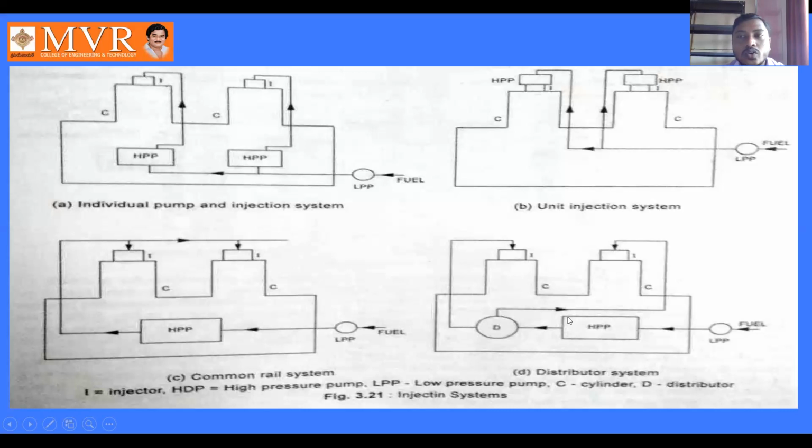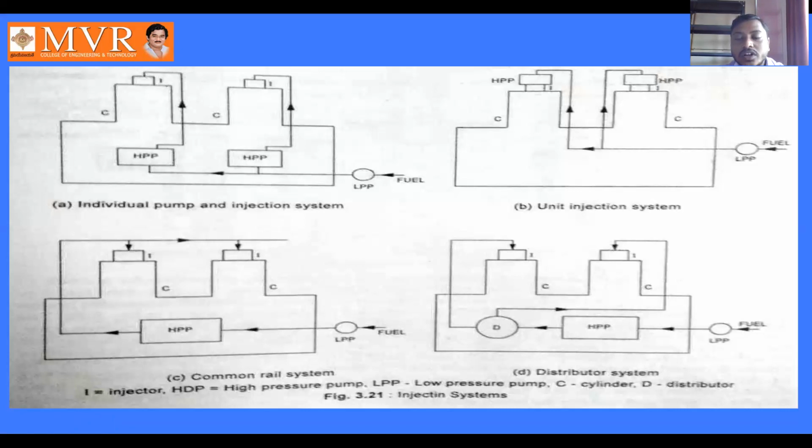But in the distributor system, the fuel enters the high pressure pump, and from the high pressure pump it directly enters the distributor. The distributor distributes the fuel into two systems. First it distributes the fuel into the first engine cylinder by using the fuel injector, and after that it distributes the fuel into the second engine cylinder by using the fuel injector, and from the fuel injector the fuel is pumped into the engine cylinder.